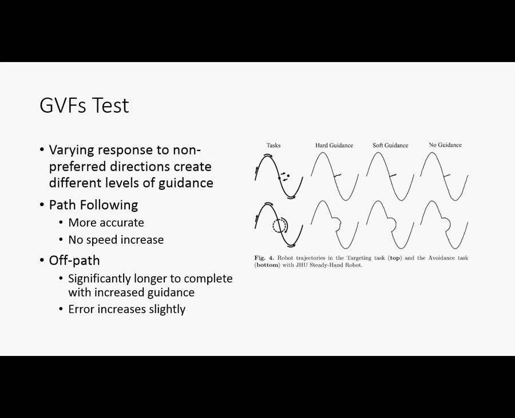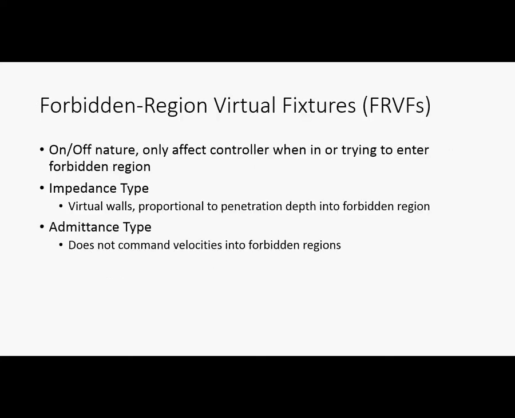So when you hit the off-path tests, it took a lot longer because you were fighting the robot to get around that bump, and as a user you didn't know that bump existed. You're trying to go in line with the sine wave, and the robot is trying to push you away from it, so the harder it pushed, the longer it took. And this also increased the tracking error.